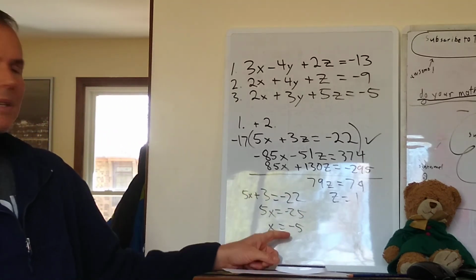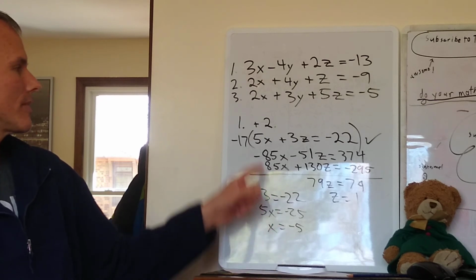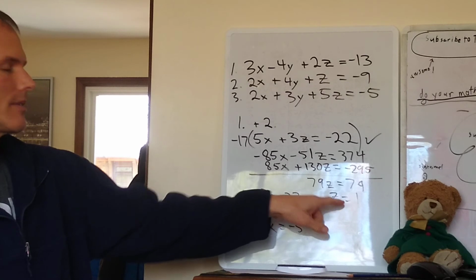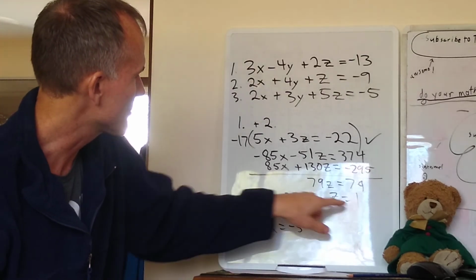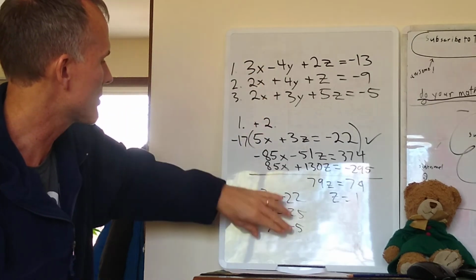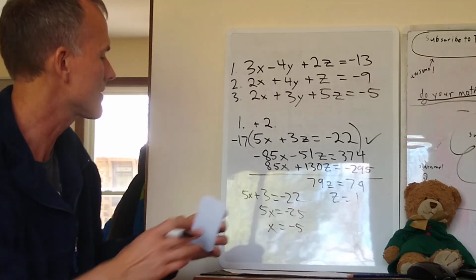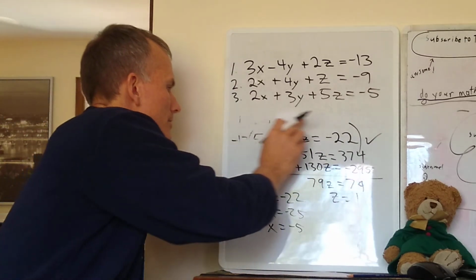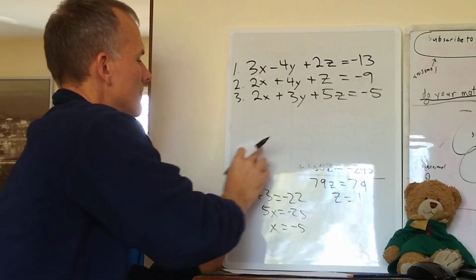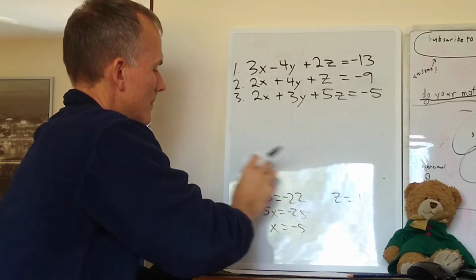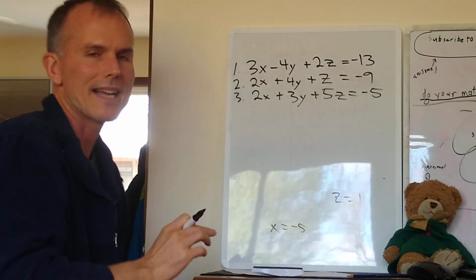So now I know two pieces of the puzzle. The x value for the solution to the system has to be negative 5, and the z value has to be 1. Now I can take those two values and substitute them in for z and x in any of these three original equations. So let me erase a bit of this, and maybe I'll just use that top equation right there.